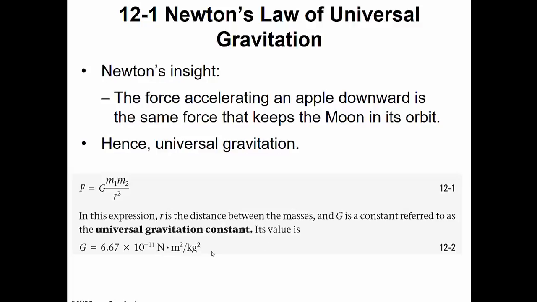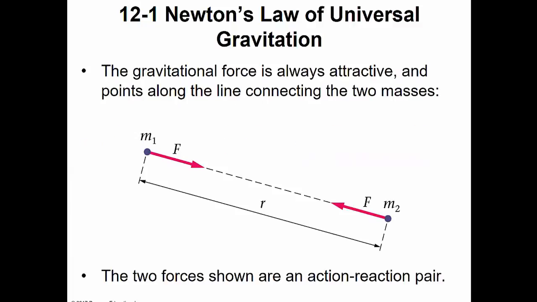Also, there is a constant that is necessary to keep everything working, and that's the universal gravitational constant. This value is 6.67 times 10 to the negative 11 newtons meter squared all over kilogram squared. The symbol for it is a big G, and it's not to be confused with the little g that we use for the acceleration of gravity, 9.8 meters per second squared.